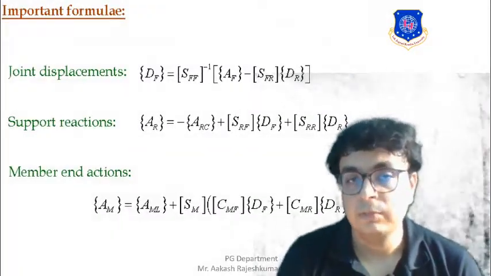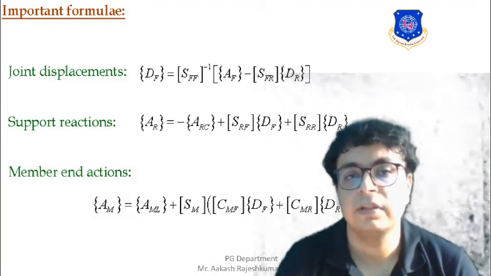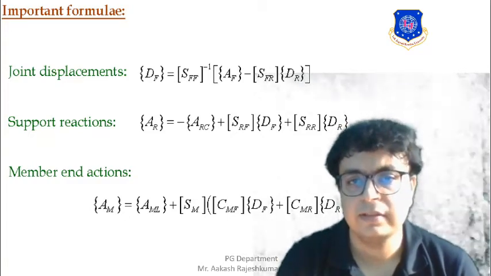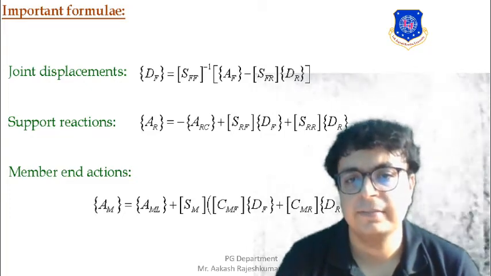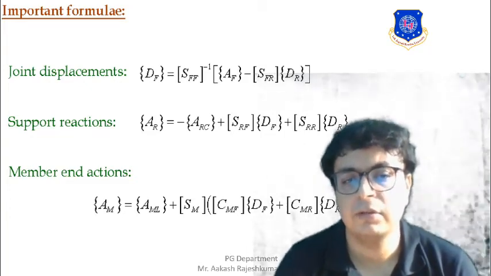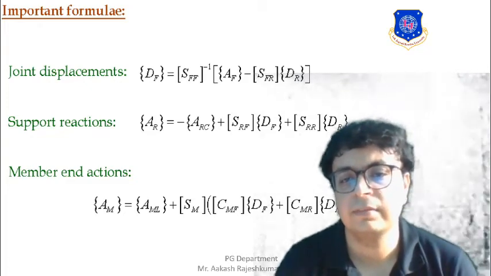The important formulas are: DF is equal to SF inverse times (AF minus AFR). Support reaction will be equal to AR is equal to ARL plus SRF DF plus ARC, and member end action will be equal to AM is equal to AML plus SMF DF plus AMR.